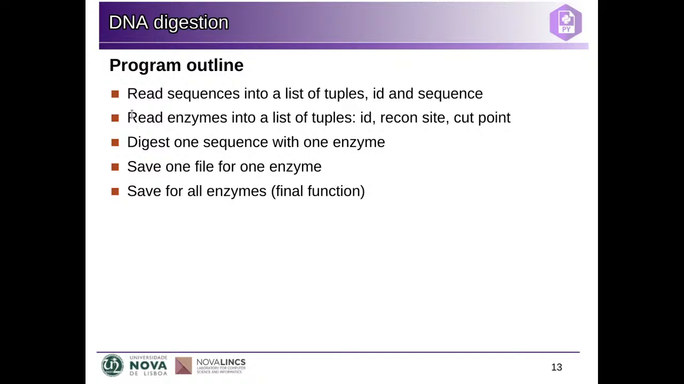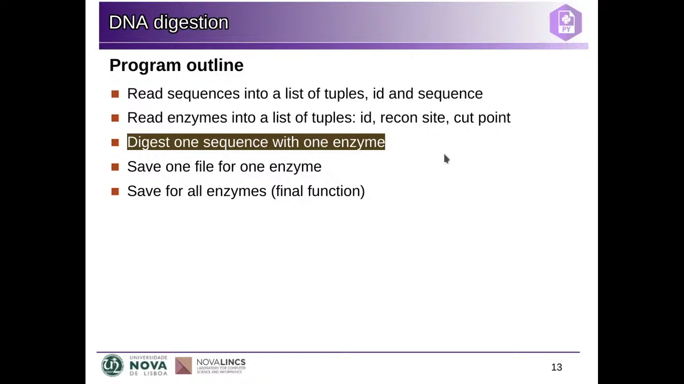Then we're going to do the same with the enzymes. We're going to read them into a list, but in this case the tuples will have three elements: the name of the enzyme, the recognition site, and the cut point. Now we're going to need a function to digest one sequence with one enzyme.